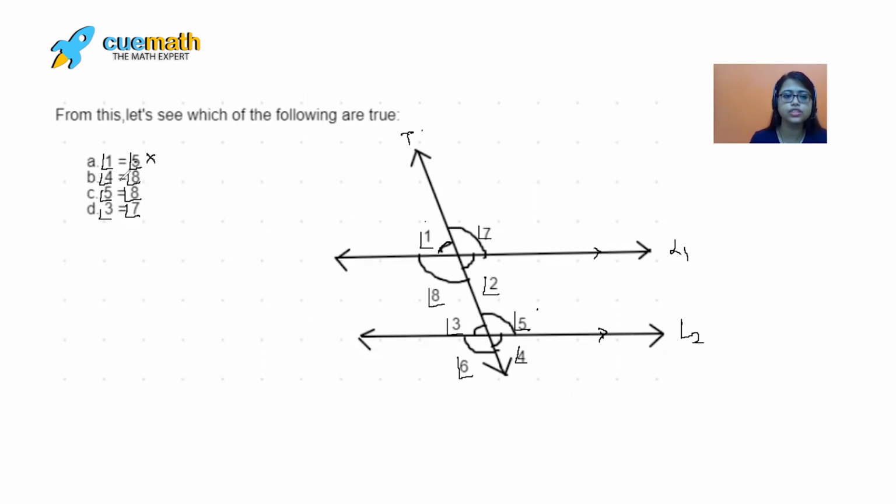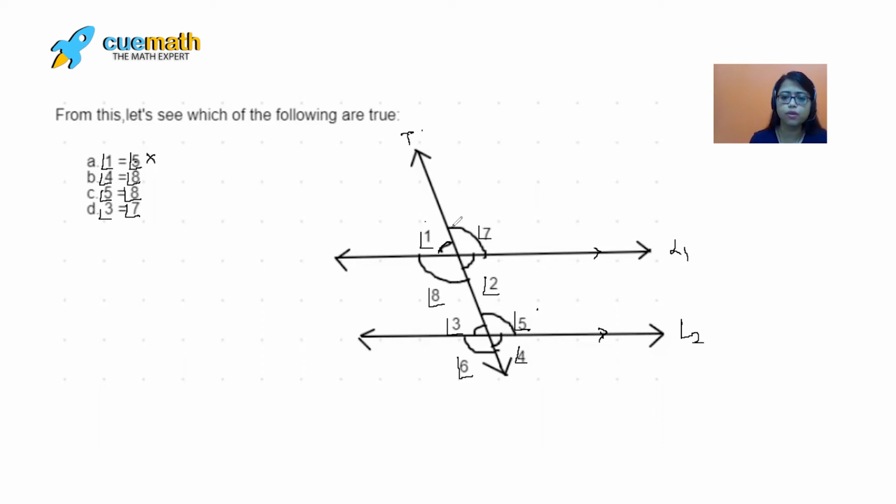Now we come to B, the second option. Angle 4 and angle 8. These are the 2 angles you're looking at. Tell me, are they equal? Are they forming alternate interior? No, 4 is an exterior angle. Are they forming corresponding? No, they are on different sides of the transversal. Are they forming co-interior? No, they're not forming co-interior because 4 is again an exterior angle.